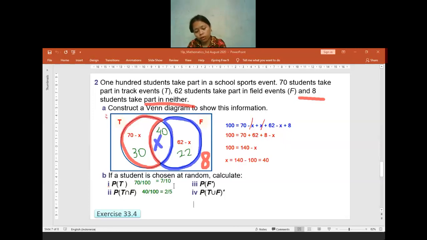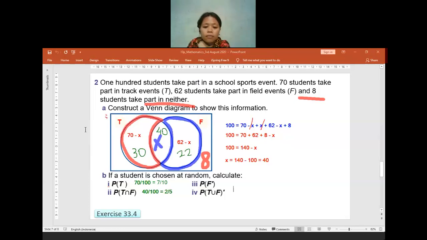Is there anyone who is confused? Okay, if no one asks me any question, I will continue to question 3. Probability F dash. There is a dash on it. Dash means outside. So if F dash, it means outside the F. How many are there that are outside F?